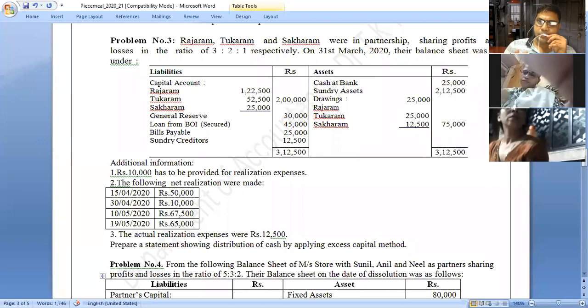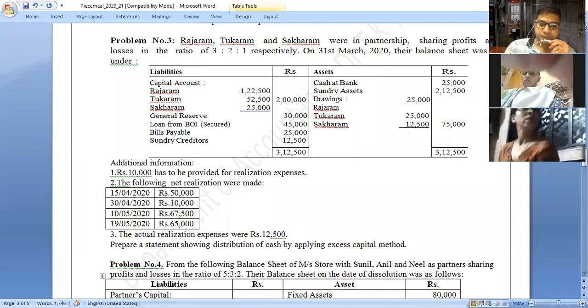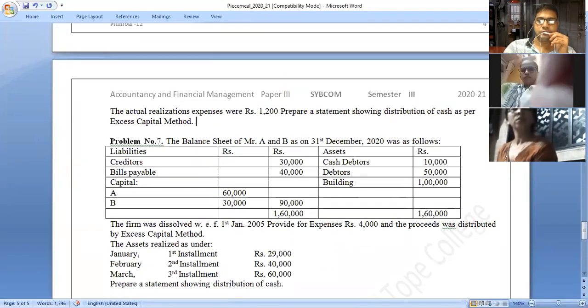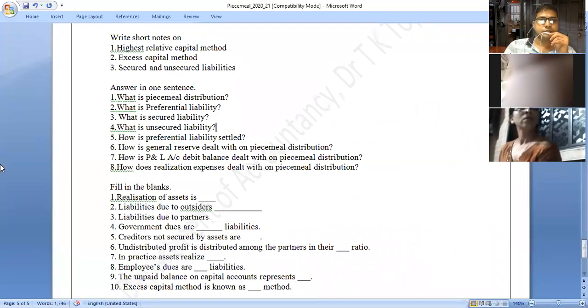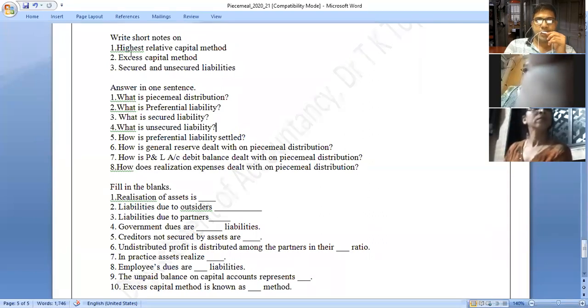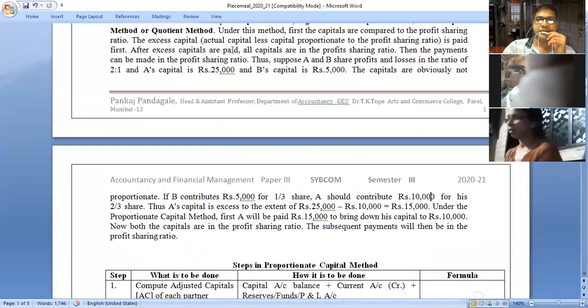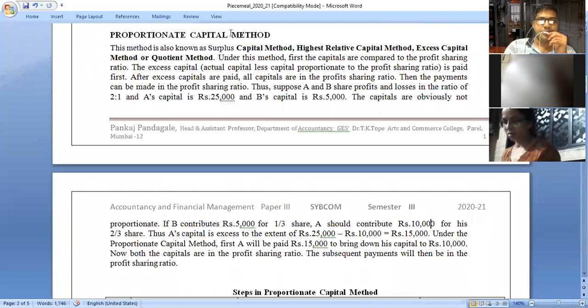Okay, now one more work that you have to do. Friends, write a short note on the highest relative capital method. This short note is available in our notes, page number 1. This is the proportionate capital method, meaning the highest relative capital method. This short note you have to write in your notebook.